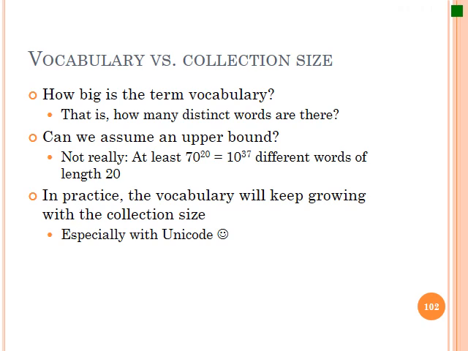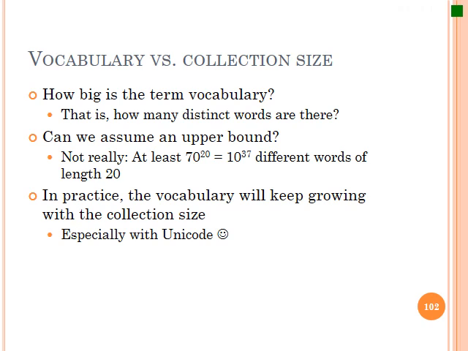So if I know that there is an upper bound, then I can take the log of that, and that's the amount of bits I need. But the reality is that not really. If you think about it, the one that we just looked at is something like this: there are 10 to the power of 37 different words of length 20. This is a huge number from the documents that we have. So of course, this is the worst case.